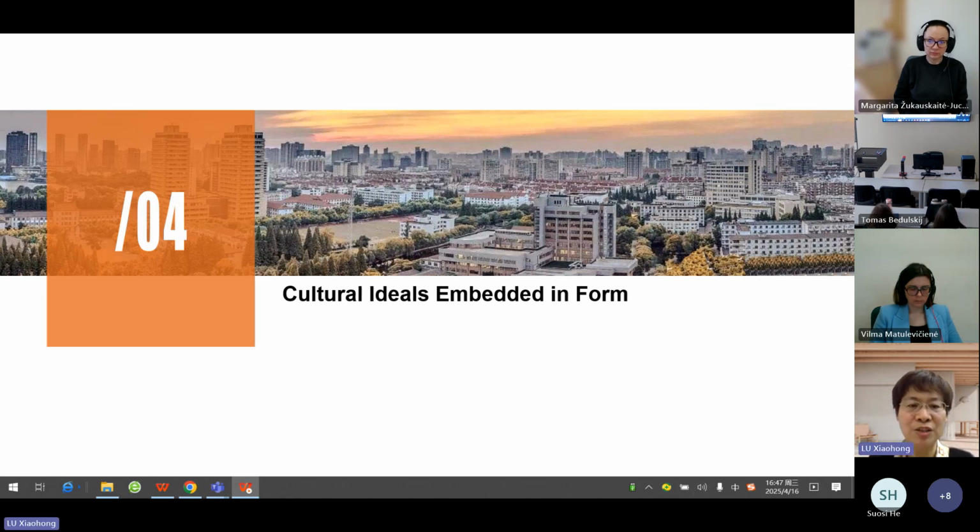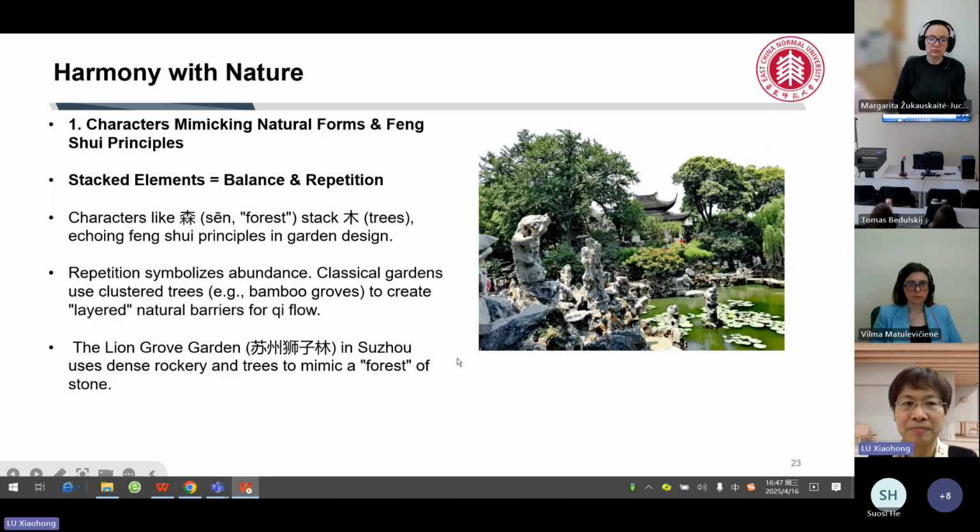Well, let's move on to the next part, cultural ideas embedded in forms. Now, here is a picture in Suzhou. Suzhou is a city very famous for its gardens. Now you can see that Chinese characters mimic nature's forms and the feng shui principles.